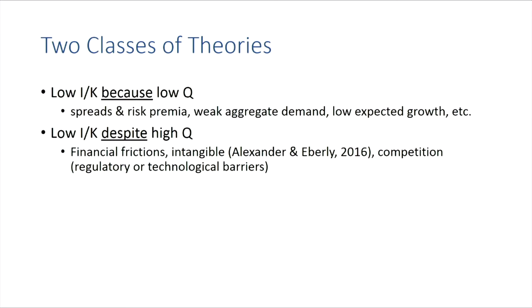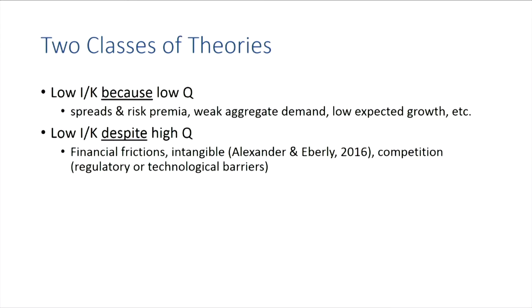Because broadly speaking, there are two kinds of theories you're going to write down about investment. Some theories are going to explain why you would have low investment rate because you have low Tobin's Q. And that includes every theory based on spreads, risk premia, weak aggregate demand, with expected TFP growth. Every single one of these works through low Q and low investment. On the other hand, you could have low investment despite high Q. And that suggests the gap.